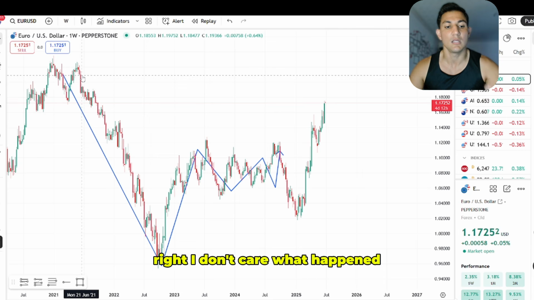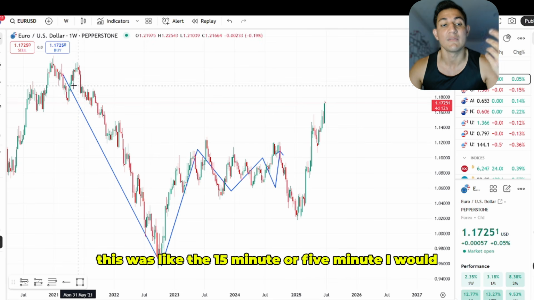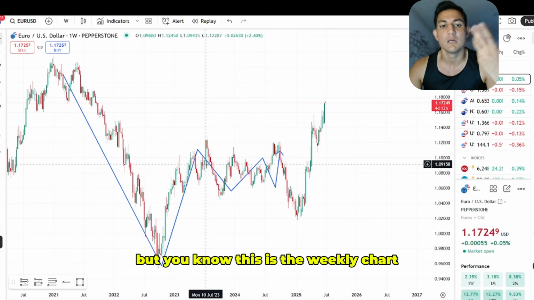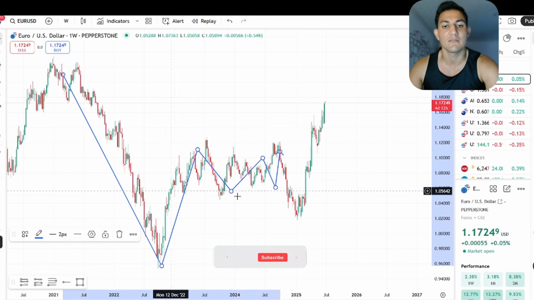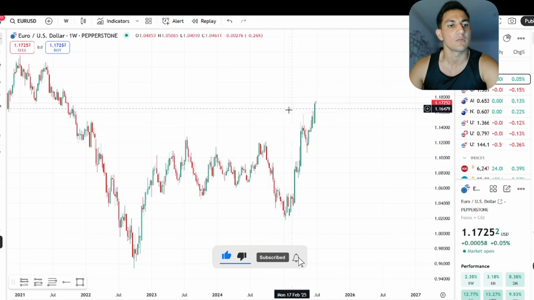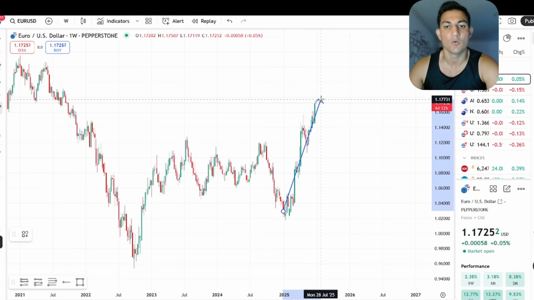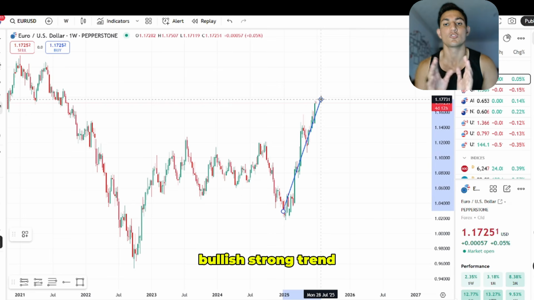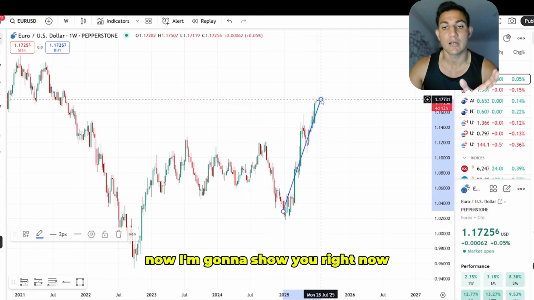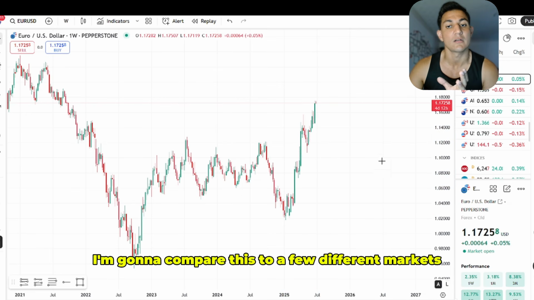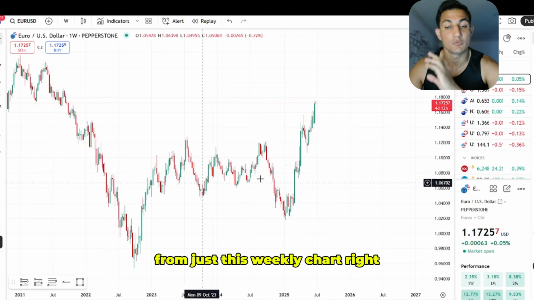I don't care what happened in 2021, right? If this was like the 15-minute or 5-minute, I would, but this is the weekly chart, so I don't care about any of this. I only care about the most recent pricing, and it's pretty obvious what price has done. Right, bullish, strong trend. Now, I'm going to compare this to a few different markets, and I'm going to show you how much we can learn from just this weekly chart, right?